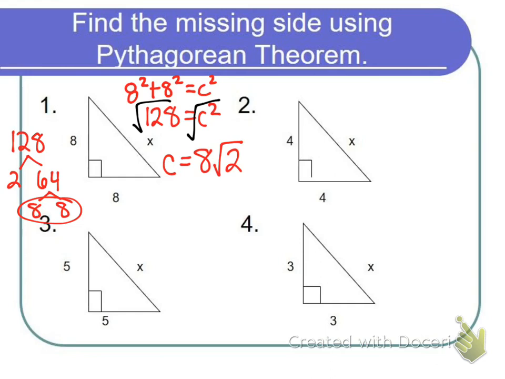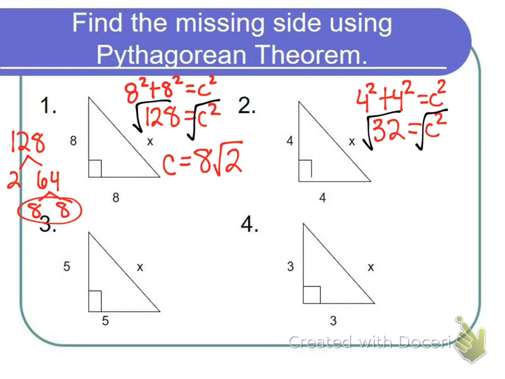Good. All right. Number 2. We are going to take 4 squared plus 4 squared equals C squared. 4 times 4? 16 plus 16 is 32. To get C alone, we again have to square root both sides. Is 32 a perfect square number? It is not, but we can simplify it. What do we simplify it to?